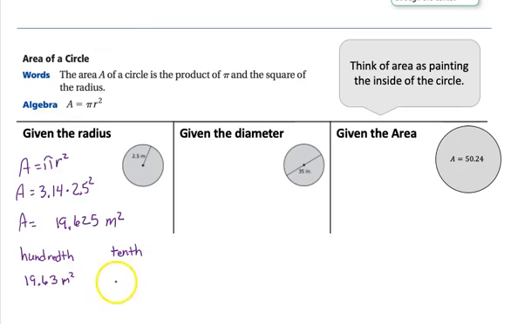Or they could ask me to round to the nearest tenth. Now, if I'm rounding to the nearest tenth, this would be 19. I need the 6. Does the 6 stay or does it go up? It stays, so I would just put 6. Again, you have to read carefully. They change those back and forth from time to time.